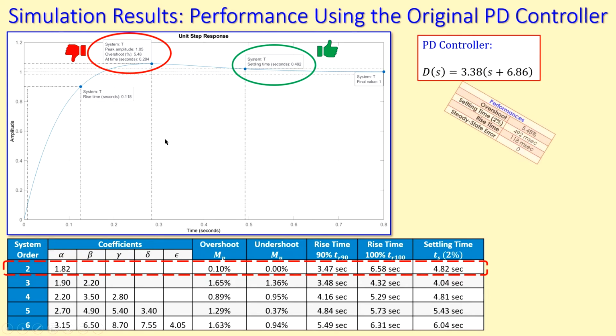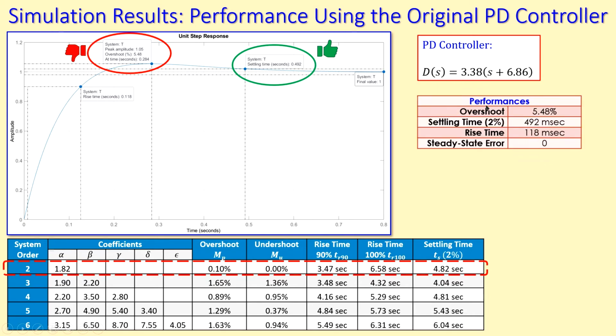Now, again, summarizing the performances, we have an overshoot of approximately 5.5%. We have a settling time of 492 milliseconds, so less than the maximum allowed settling time of 500 milliseconds. We have a rise time of 118 milliseconds and a steady state error of 0. Why? Because the final value is 1. You apply a unit step input, which has an amplitude of 1, and you will have a final value of 1. That means you have 0 steady state error.